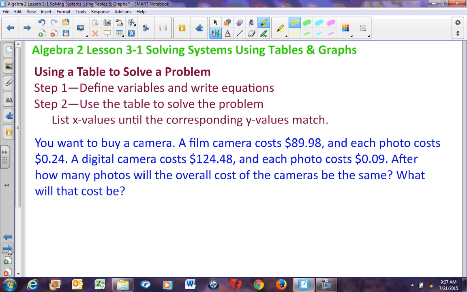All right, let's take a look at another one. We're going to do this one using a table, because sometimes it can get really obnoxious to try to do this using a graph. Okay, using a table to solve a problem, you're going to define your variable, define your equation, and then you're going to use the table to solve the problem. List your x values until the corresponding y values match.